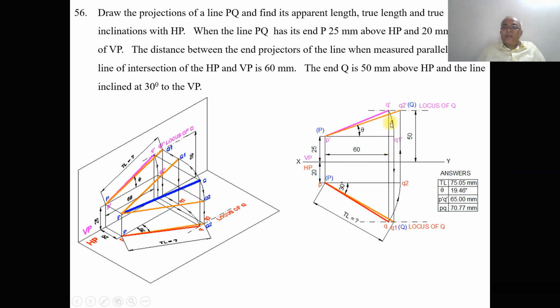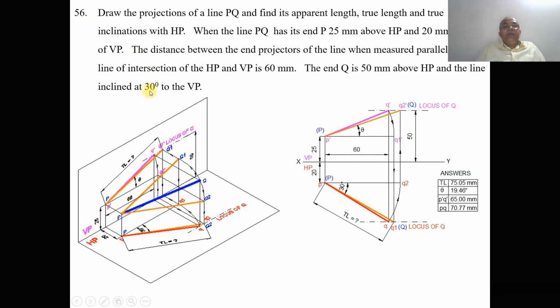So you're going to get Q dash. But you will not get the locus of Q directly, because the locus of Q is still not found in the top view. Therefore, you draw a vertical projector from Q dash to the top view below the XY line. So this is the problem.